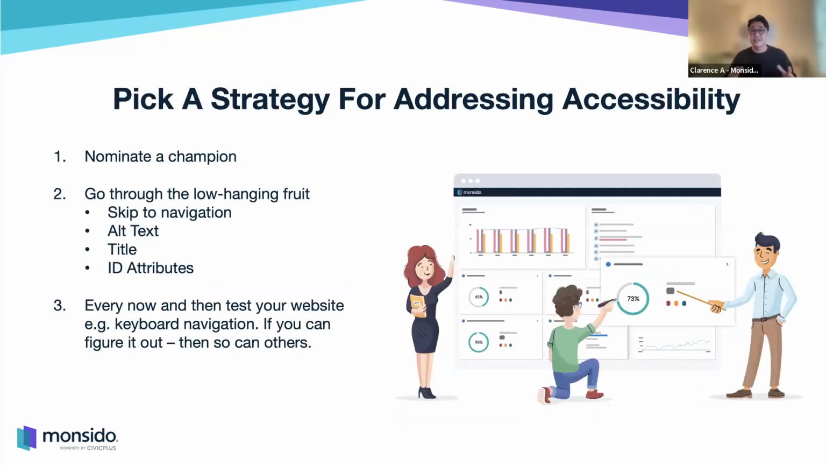When it comes to picking a strategy for addressing accessibility, the very first step that I always try to tell customers is to nominate a champion. So find an accessibility champion to ensure accountability, help keep progress consistent, and even shift that culture to get everyone on board. Step two would be to go through that low-hanging fruit, go through some of the checkpoints. Understand and find the ones that you can fix.